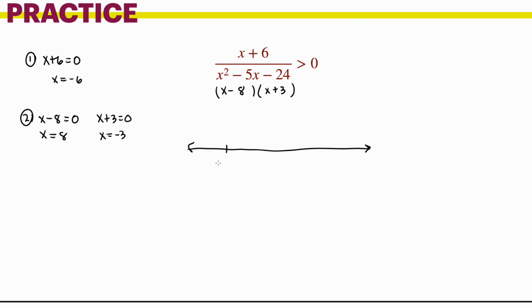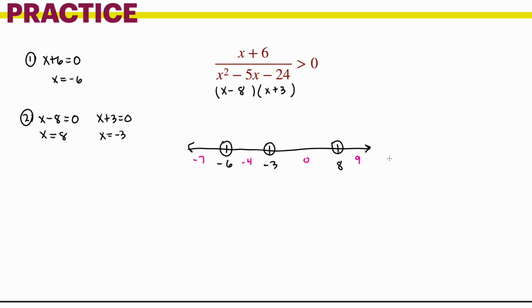graph. You have a negative 6, you have a negative 3, and you have a positive 8. Because this is greater than, there is no line underneath, that means every one of these is going to be an open circle. Now we're going to choose numbers. Go to the left side of this, do something in between, love 0, and something in between.